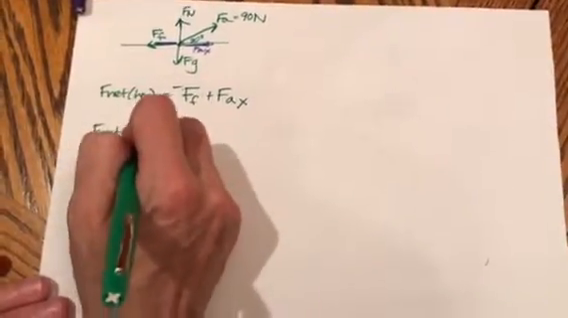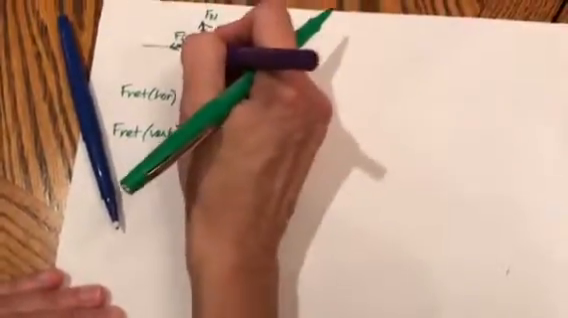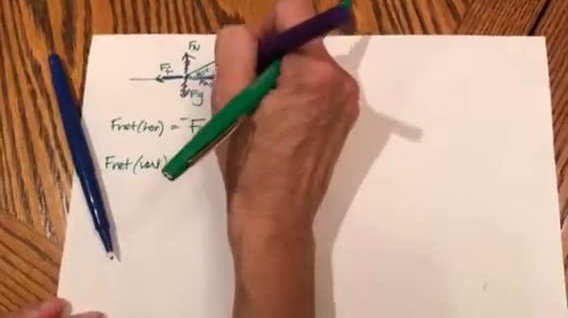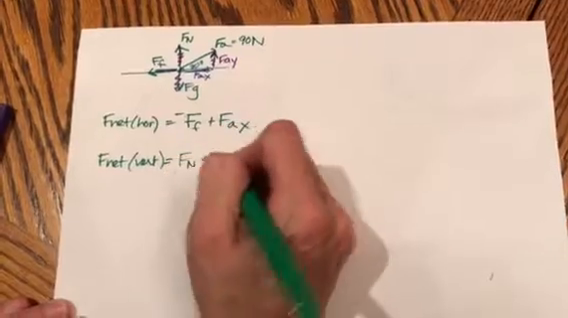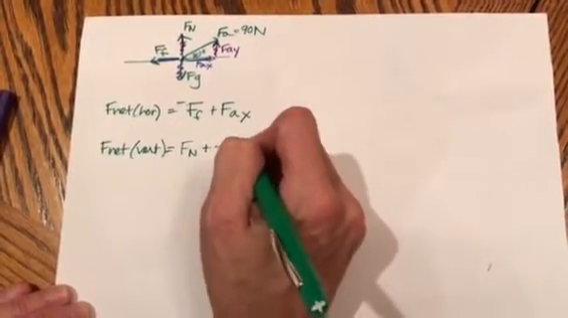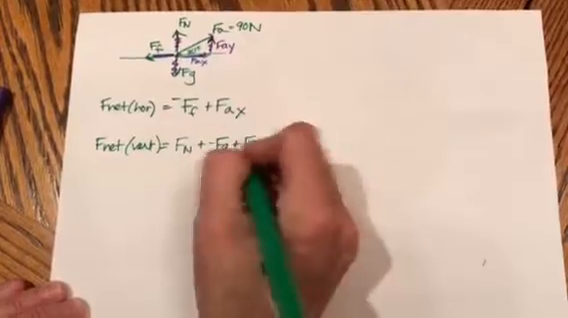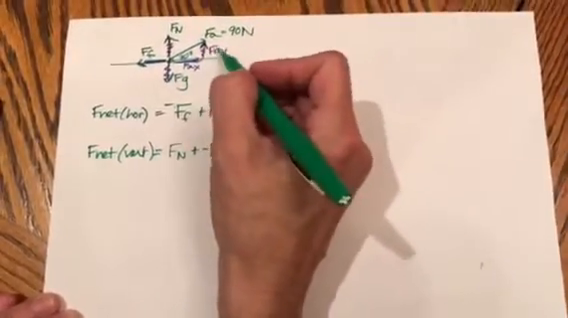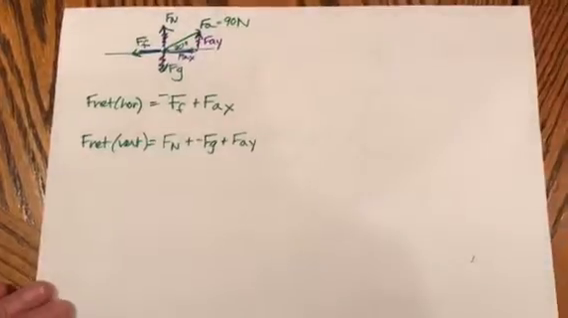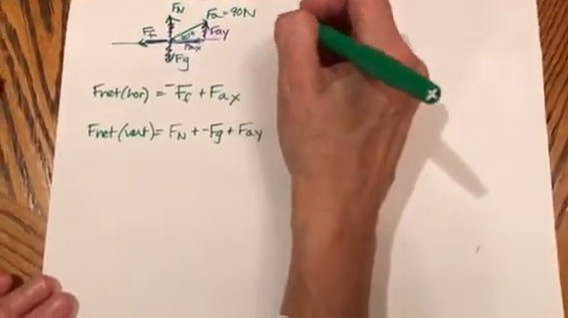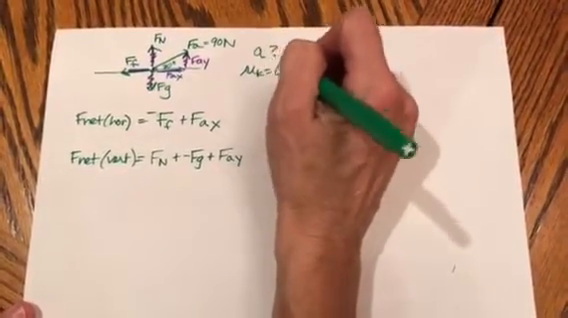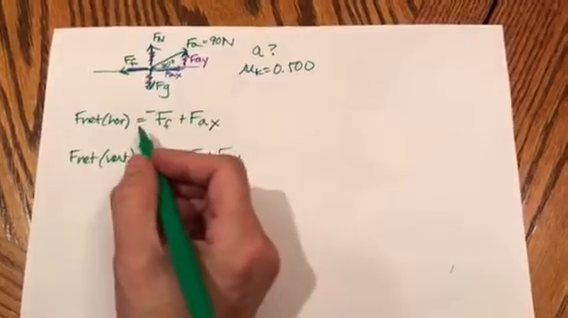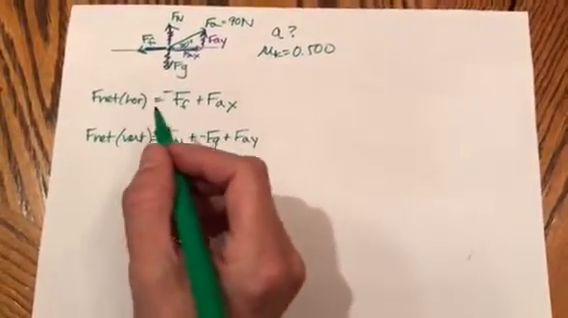My net vertical components are my F of N, F of G, and I also have an F of AY because that's part of that angle. So let's write F of N plus negative F of G since it's a downward force, plus also this upward force contributing from the F of AY. We're figuring out the acceleration, and we're given that the kinetic friction, mu, is 0.5. So what we need to do is go ahead and figure out some of our knowns.